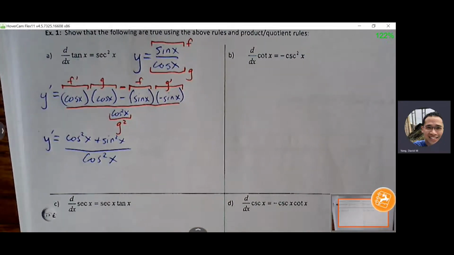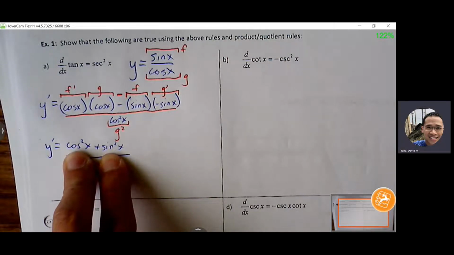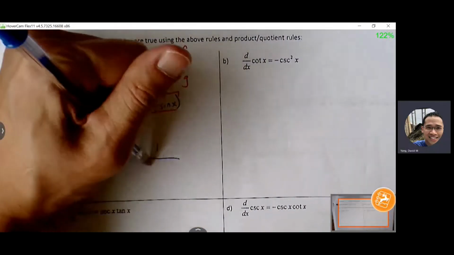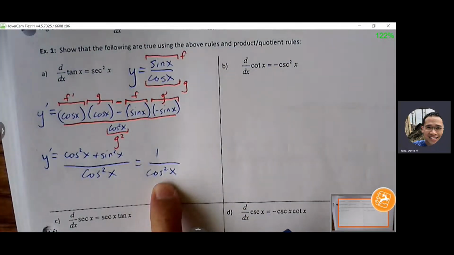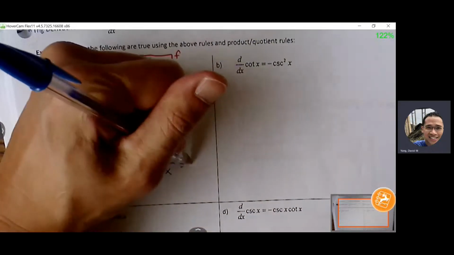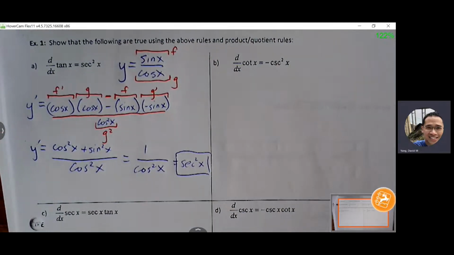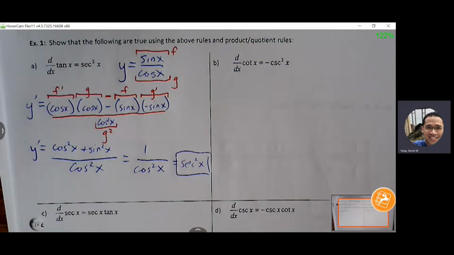Okay, can I do any more cleanup with the numerator? What's cosine squared plus sine squared? Right, Pythagorean identity. Can I represent 1 over cosine squared? Secant squared. There we go. So that's the process that we can do for these other problems. We can rewrite everything in terms of sine and cosine and go through quotient rule and arrive at the derivative. But we're not going to do that. I just want to show that there's that connection between sine and cosine and these other trig function derivatives.